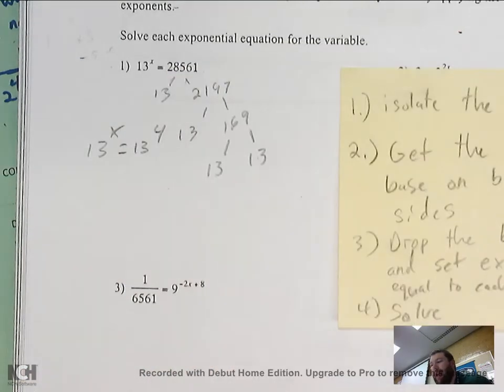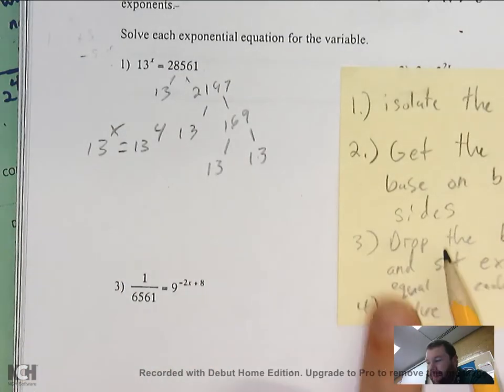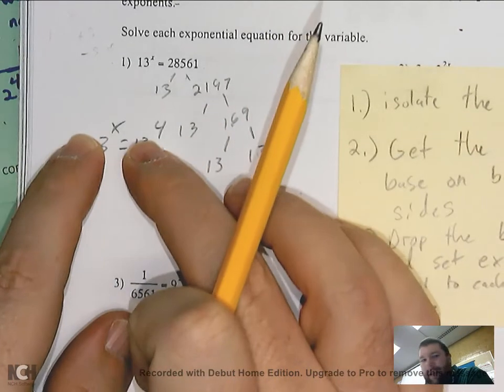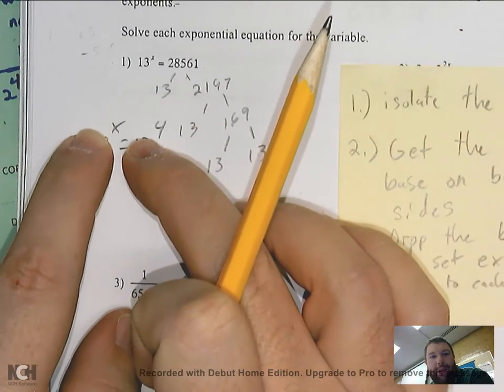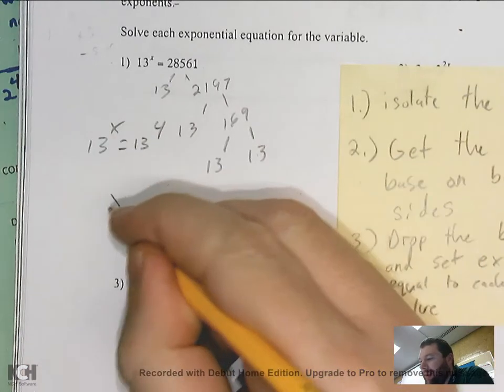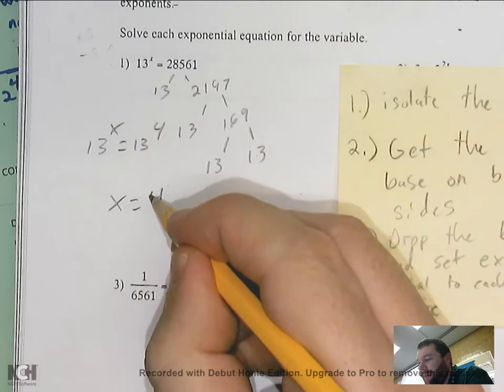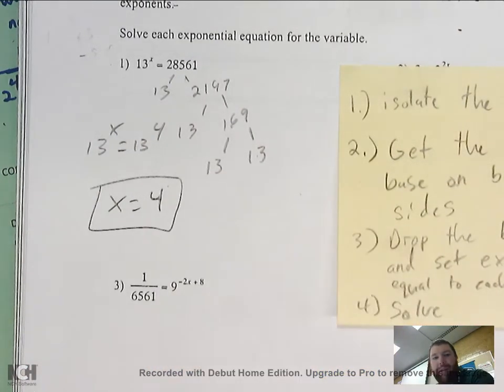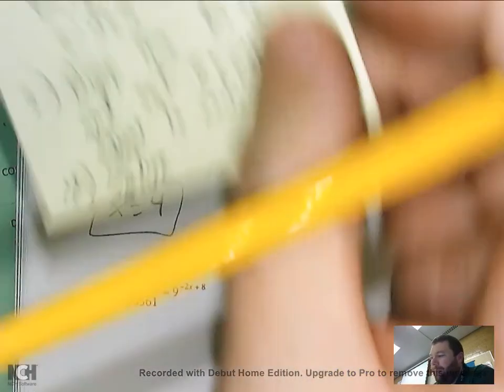and it's an easy substitute. Now, once the bases are the same, I'm going to drop the bases, get rid of the bases, just set the exponents equal to each other. And I should get x is equal to 4. And there's nothing left to solve here. There's no more equation, so I'm done. x is equal to 4.